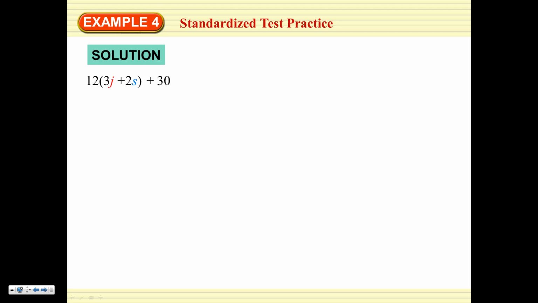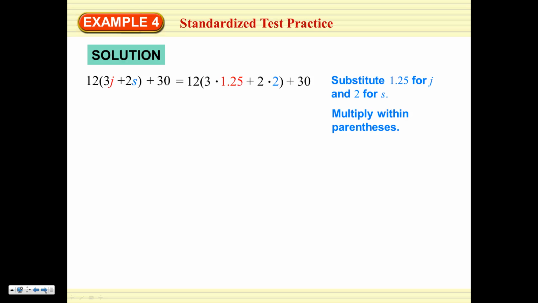Okay, there's the expression. And they've given us the cost of juice is $1.25 and the cost for a sandwich is $2. So we're going to substitute those in. And we're going to follow order of operations. So inside the parentheses, we do our multiplication problems first and skip the addition for just a second. So we're going to multiply within the parentheses. Our 12 stays out here outside.